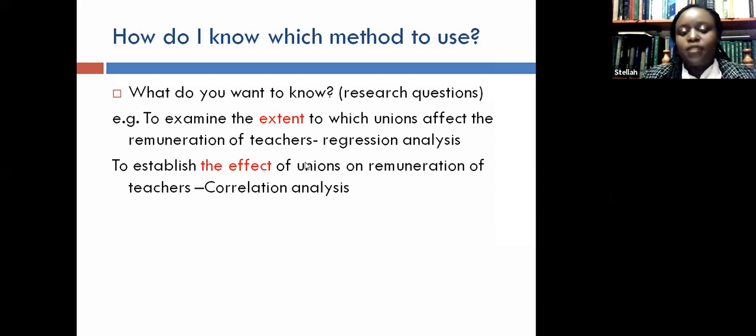However, if I want to establish the effect of unions on remuneration, that's a relationship matter. Is it positive? Is it negative? Is there a relationship or is there no relationship? Then that should guide you that the first thing you want to find out is a correlation analysis. You can see in my case, my research question or my objective has guided me to choose which statistic to use in the quantitative research.